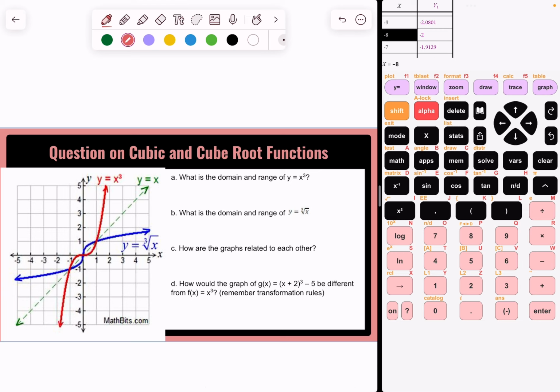Well, both sides have arrows, which means when you look to the left and the right, it's going to take up all numbers. And up and down, it's also going to take up all numbers. So both the domain and range is all real numbers. Then the cube root of x, both are arrows, which means, again, -infinity to infinity. All real numbers.